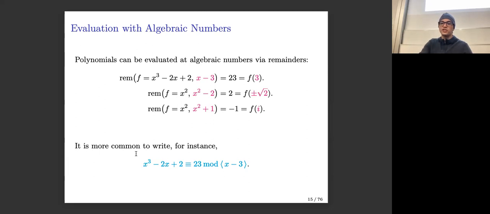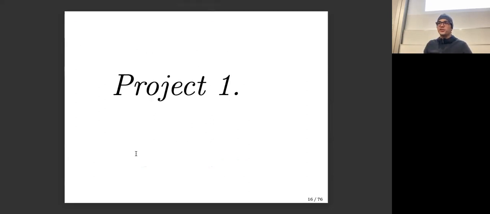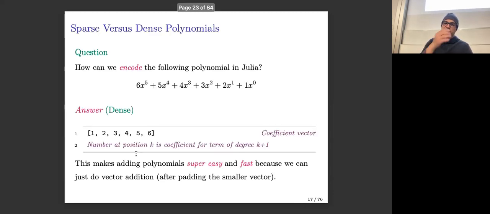I want to talk to you a little bit about project 1 before I run out of time, and then I'll fill in at the end with the remaining 50 slides that I have left over. But the principal object is the polynomial. So you're going to have to put a lot of focus into encoding the polynomial in your Julia project.